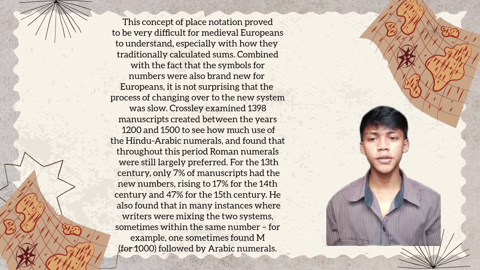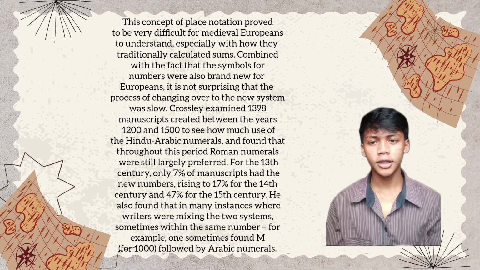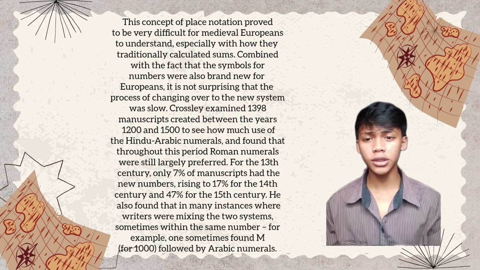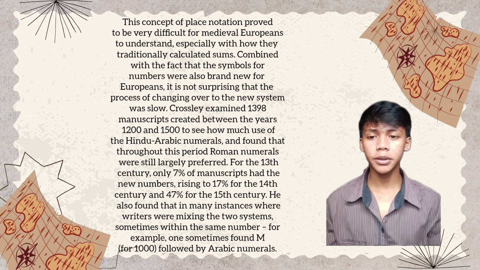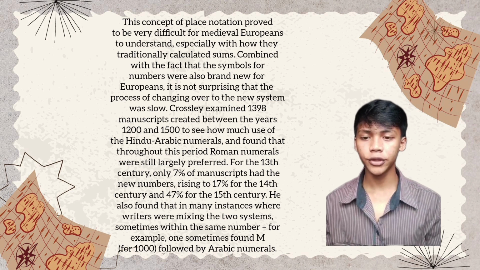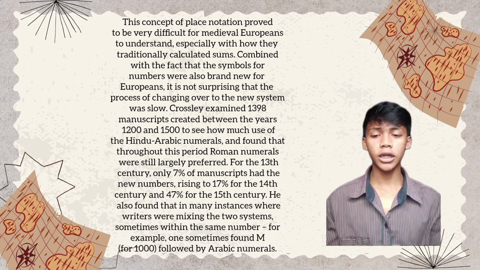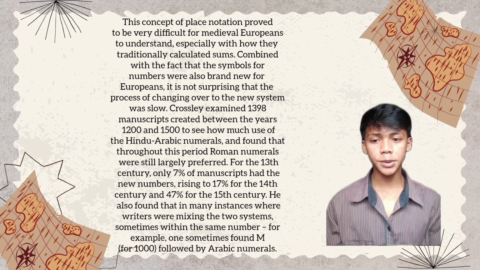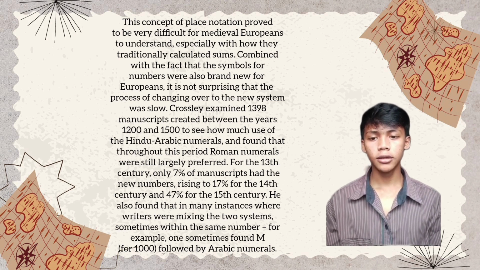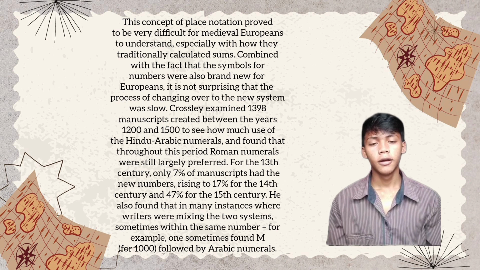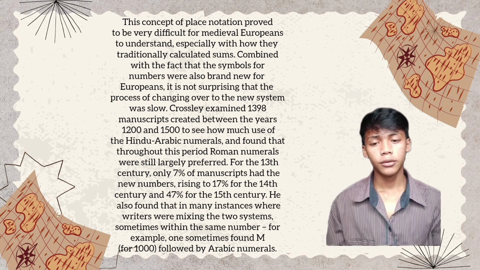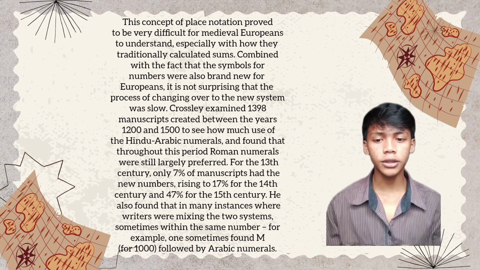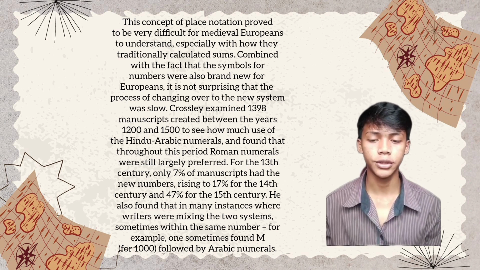Combined with the fact that the symbols for numbers were also brand new for Europeans, it is not surprising that the process of changing over to the new system was slow. Crossley examined 1398 manuscripts created between the years 1200 and 1500 to see how much use of the Hindu-Arabic numerals, and found that throughout this period, Roman numerals were still largely preferred. For the 13th century, only 7% of manuscripts had the new numbers, rising to 17% for the 14th century and 47% for the 15th century.